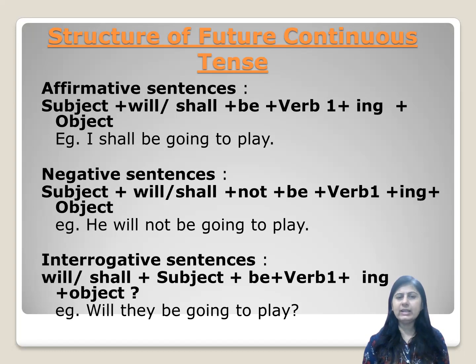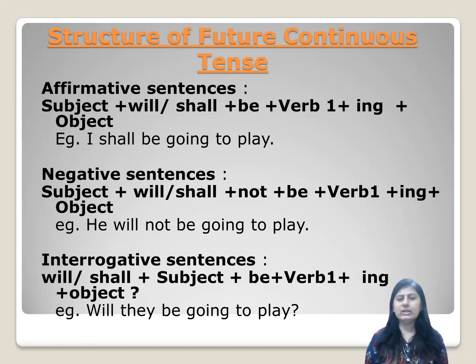In case of negative, we will add not after will or shall. So subject plus will or shall, not, be, first form plus ing and object. See the example. He will not be going to play. He is the subject and then will not, be, go plus ing, going, to play.